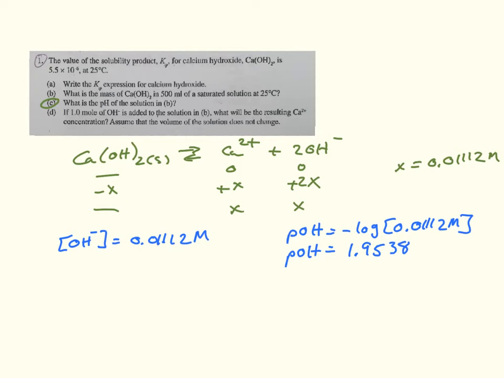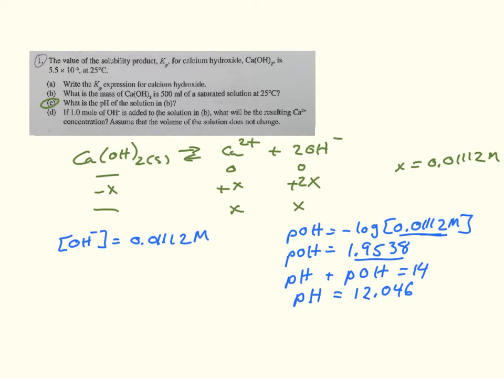So here I've taken my concentration of hydroxide, done the negative log of it, and my pOH is 1.9538. The pH then comes from the fact that the two of them add up to 14, and therefore my pH is going to equal 12.046. Let's think a little bit about sig figs.